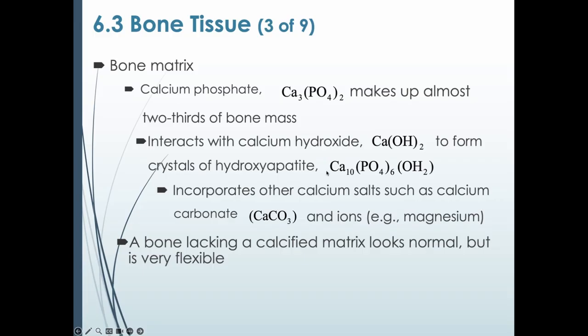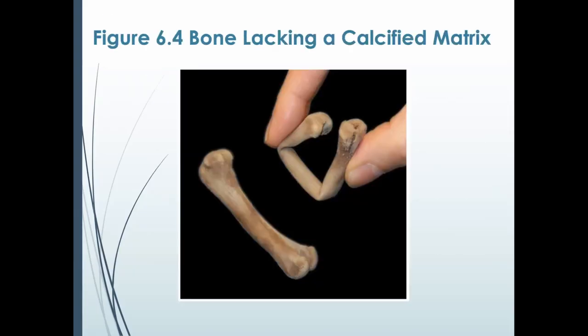That is a lovely formula, isn't it? You will also find that they incorporate other calcium salts, such as calcium carbonate, and other ions, such as magnesium. If a bone is lacking a calcified matrix, it could look normal, but it's actually flexible, and we do not want flexible bones. So that's a no-go right there.